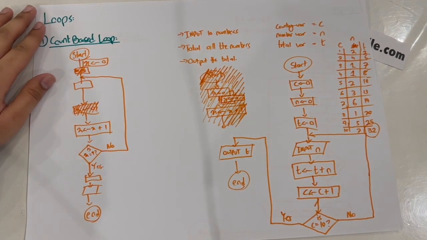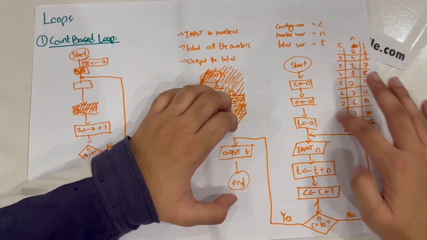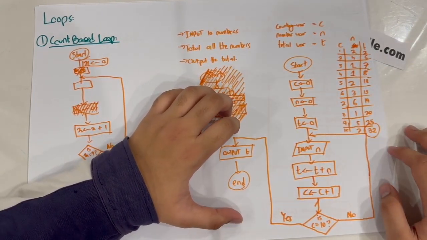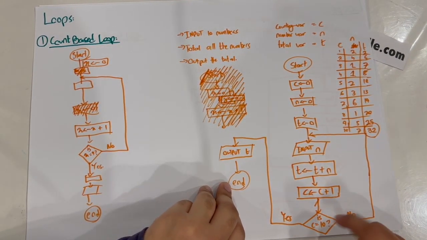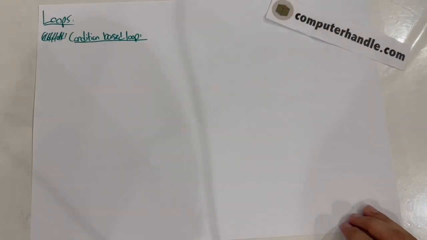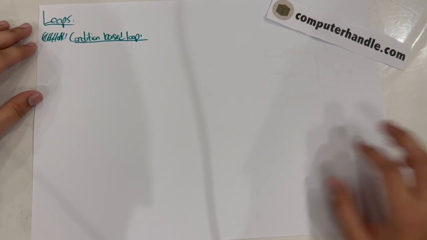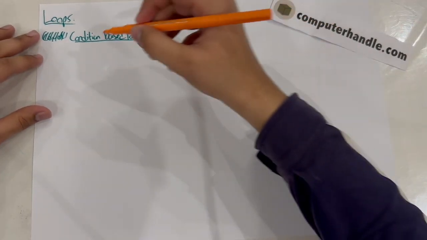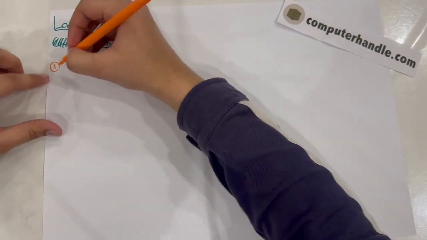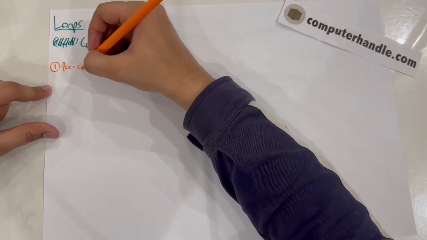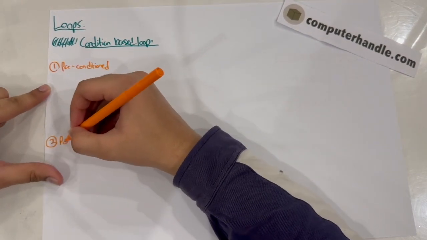And same scenario for here. This was a count-based loop, and we had done a trace table right here. But today we'll look at the condition-based loop, and instead of the counting condition, we'll have some other condition. So that is what the basics of condition-based loops are. Now there are two types of condition-based loops you have to remember. The first one is the preconditioned loop, and the second one is the post-conditioned loop.